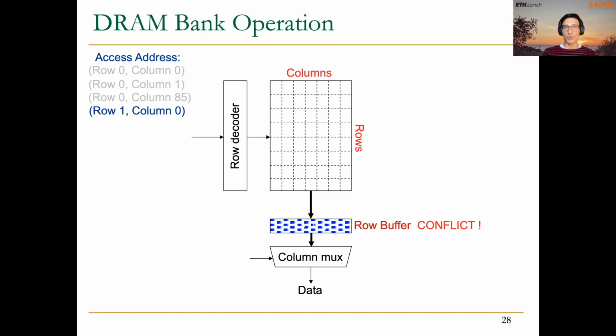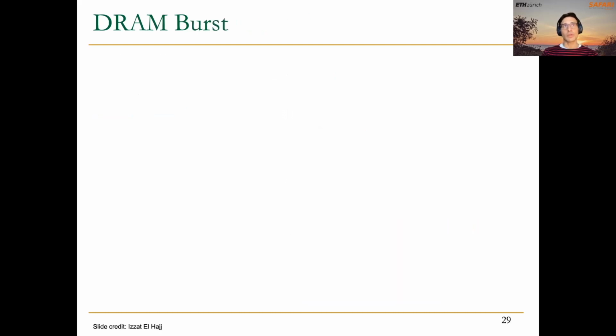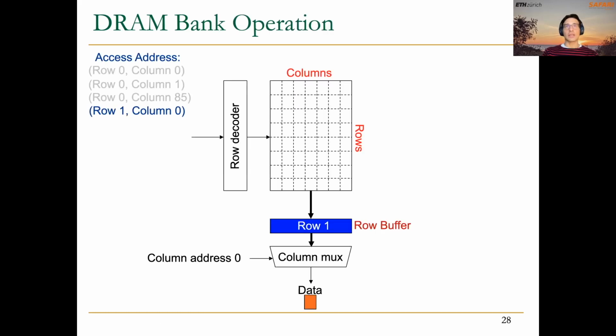So what we have to do is close this row 0, precharge the bit line, and then activate a new row, in this case, the row with address equal to 1. We activate this row, we move it to the row buffer, and now we can access column 0 of row 1. So observe that in the end, there is a different latency for different accesses to the DRAM bank.